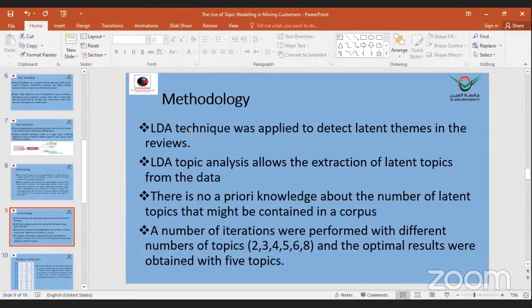After that, we applied the LDA technique. The LDA technique was applied to detect latent themes in the reviews. The LDA topic analysis allows the extraction of latent topics from the data. There is no prior knowledge about the number of latent topics that might be contained in the corpus or in the text. A number of iterations were performed with different numbers of topics. Many trials were made, 2, 3, 4, and the optimal result was obtained with 5 topics.